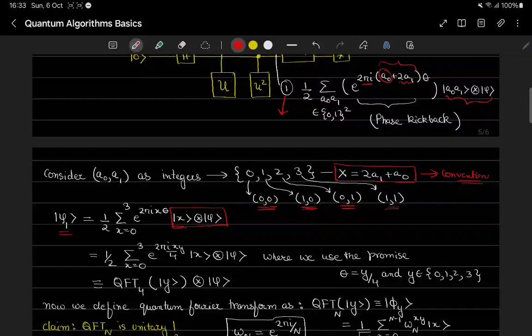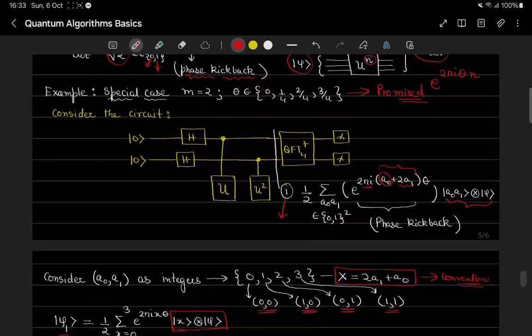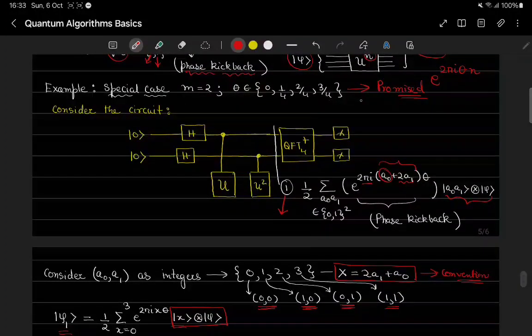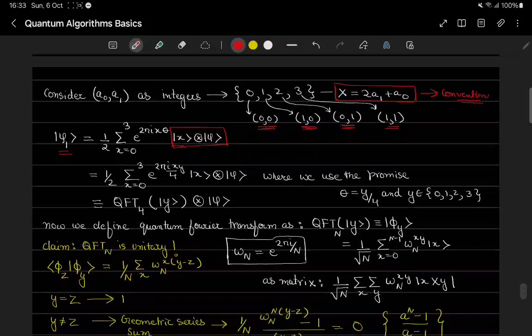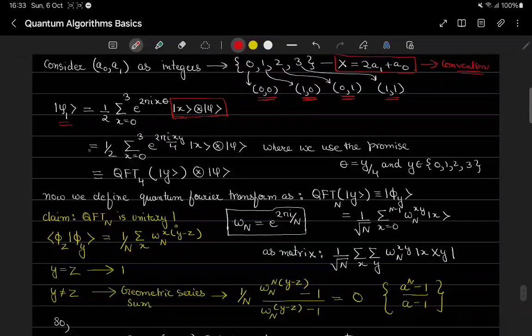Now what we can do is from here we write theta as y by 4. Because we know that m equals 2, that's the case we are working. So theta is of the form y by 4, where y belongs to 0, 1, 2, 3. Once we write that, we get this particular line here. So we have this here.